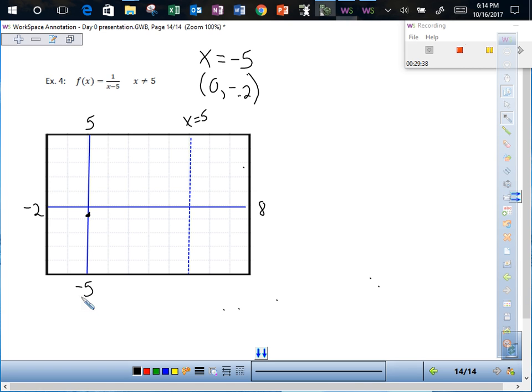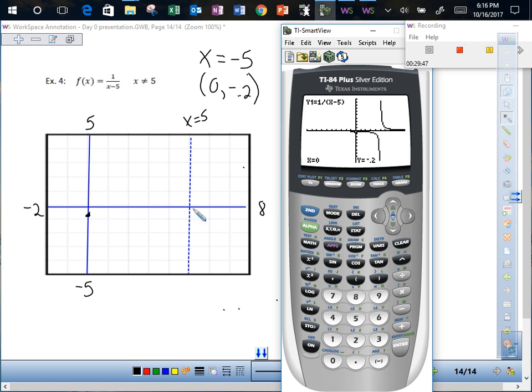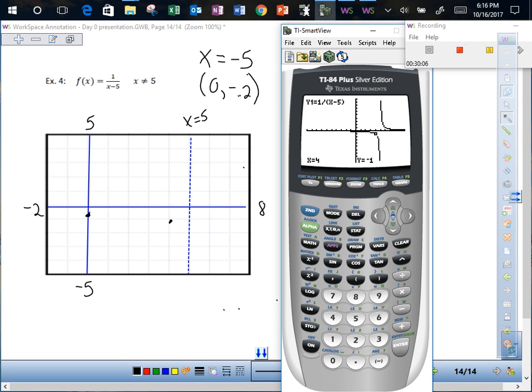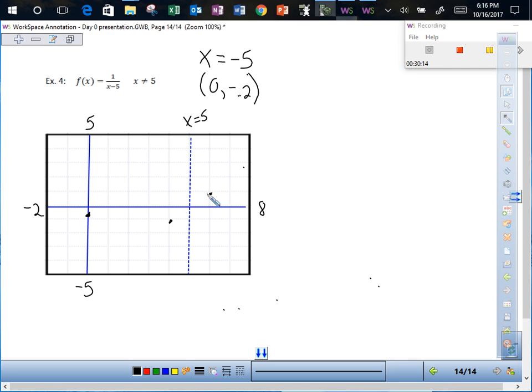So I've got enough to draw one of my branches. But let's be a little more exact. Let's come into your calculator. Here's x equal 5. Let's get a point on each side of the asymptote. So let's get a point right there at 4. So let's go trace 4. So it looks like at 4, I'm at -1. And then let's go trace 6. And those worked out nice. So at 6, I was at 1.